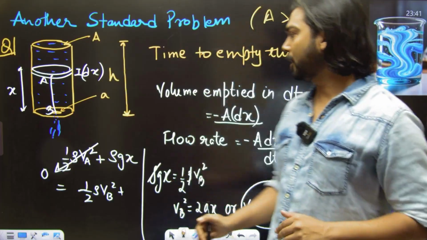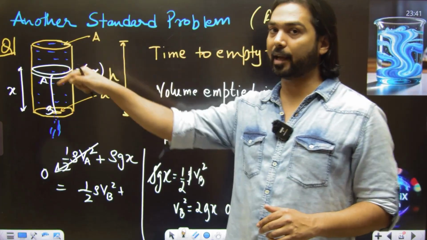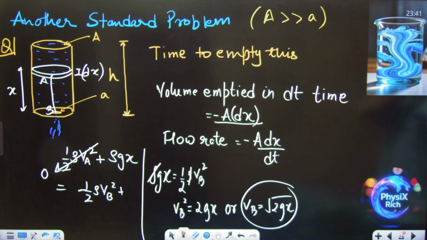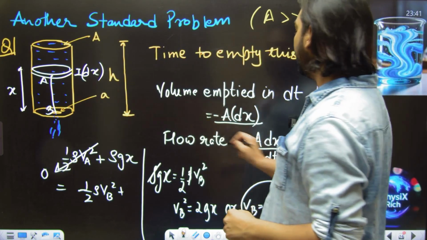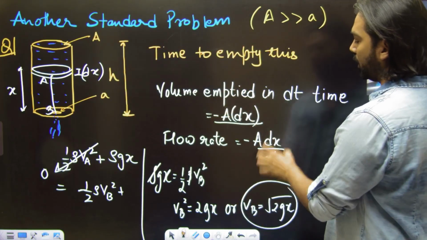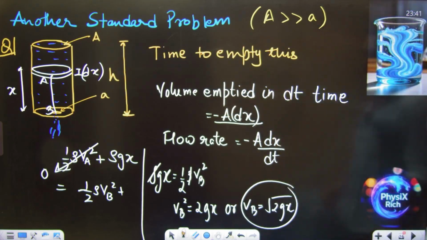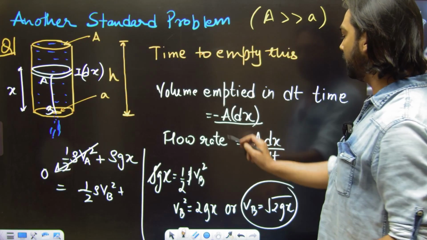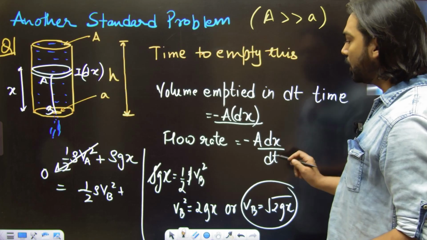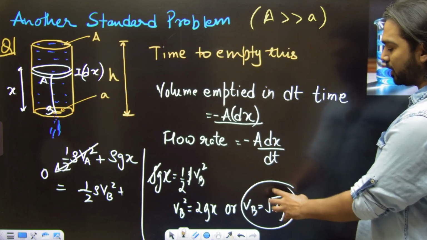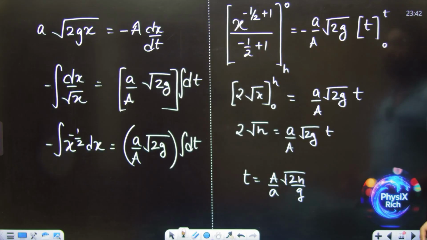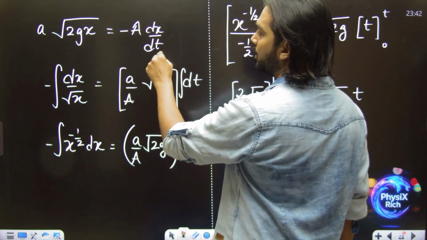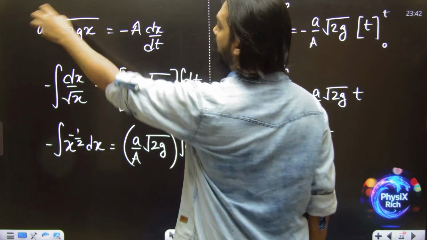And because this change in length is going to be negative, we put a minus sign over here. This is going to be a minus A dx. And what is flow rate? Volume flow rate is nothing but the volume flown per unit time. So it's minus A dx by dt. Now you see, guys, that this flow rate which we have calculated has to be related to this velocity. And how do we relate it? We relate it like this. This is the flow rate, minus A dx by dt. And this is also the flow rate, velocity times the area.